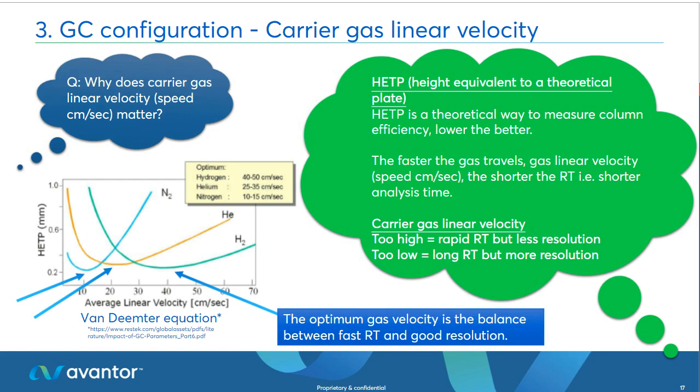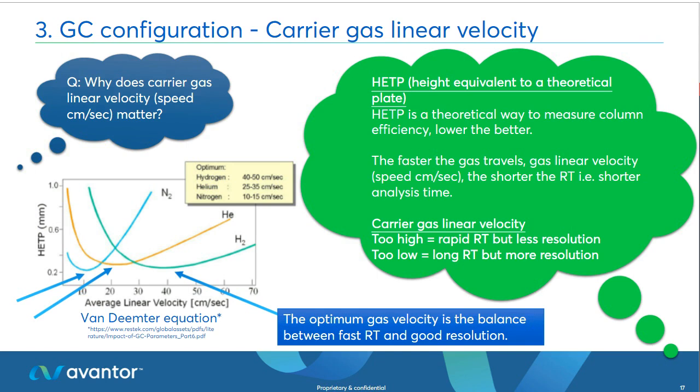When we look at this diagram on screen, the Van Deemter equation, we can see we've got nitrogen in the blue, and that has an optimum velocity of 10 to 15 centimetres per second. Helium is a bit faster, 25 to 35, and then hydrogen at 40 to 50. When the gas gets past this optimum velocity, the chromatography starts to deteriorate. The efficiency of the column gets worse, and that's what we don't want.